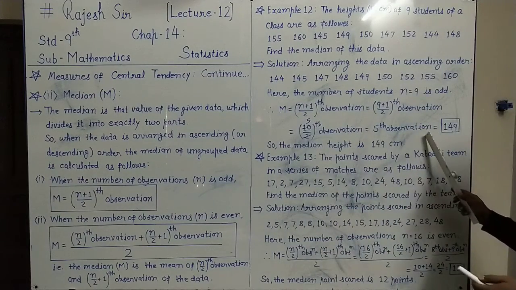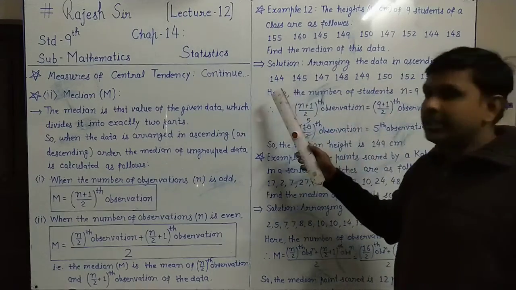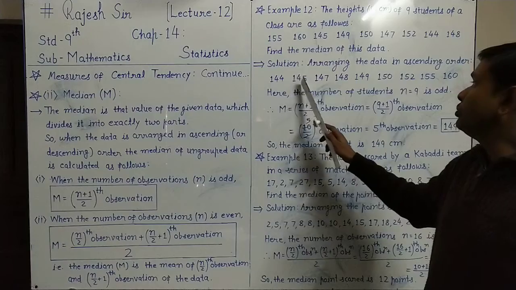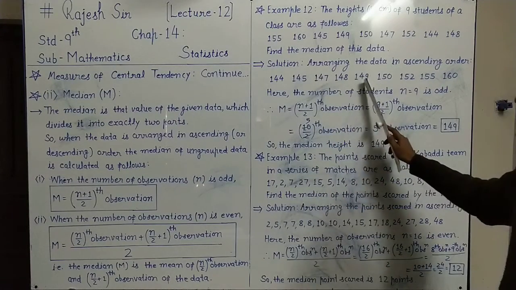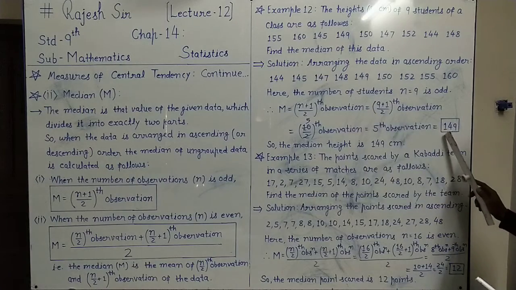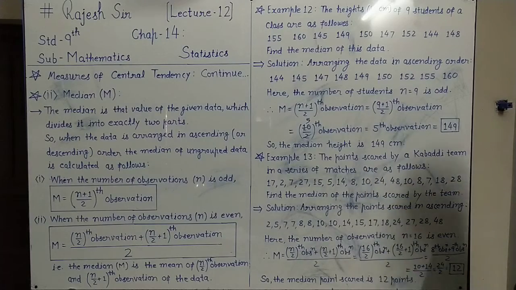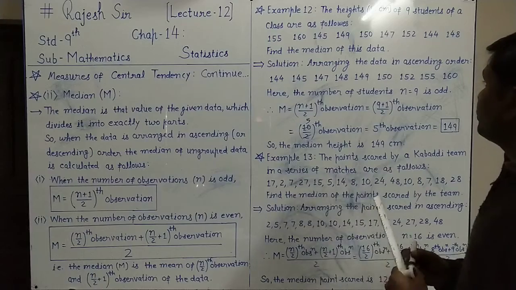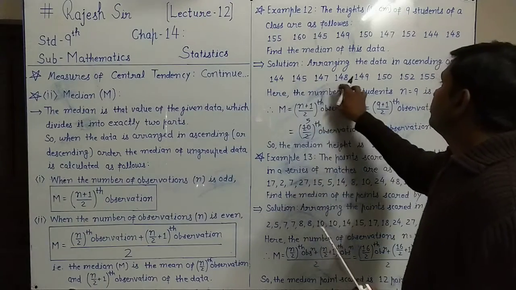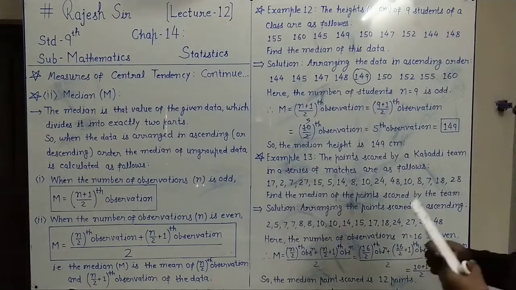So in the 5th observation, we have to see in the arranged data, the ascending arranged data. It is 1, 2, 3, 4 and 5th. The 5th observation is 149. So this 149 is our median. So the median height is 149 centimeters. This way we have to answer. The 5th observation, 1, 2, 3, 4, 5th observation is 149. This way.